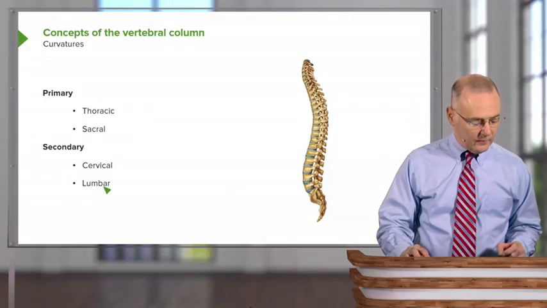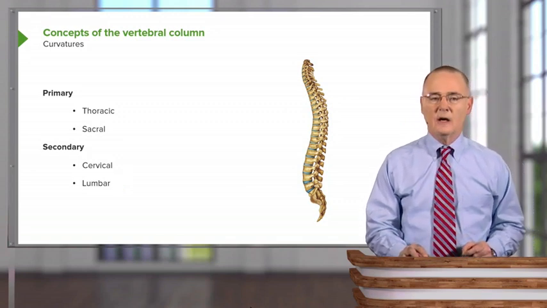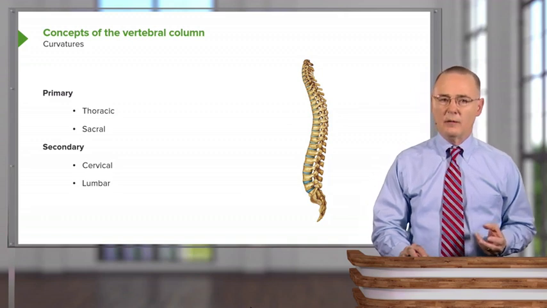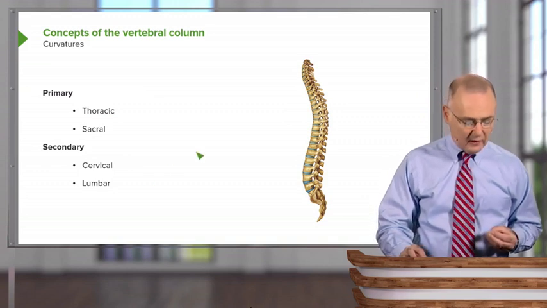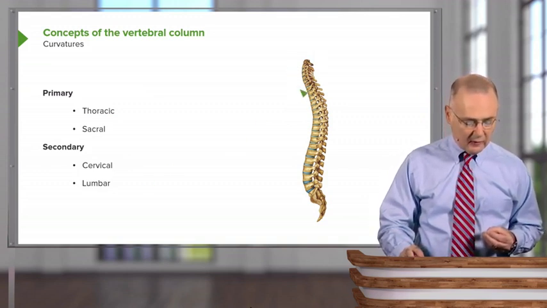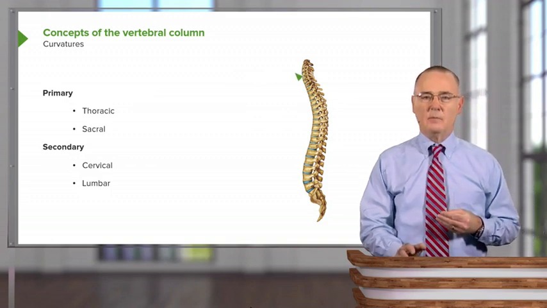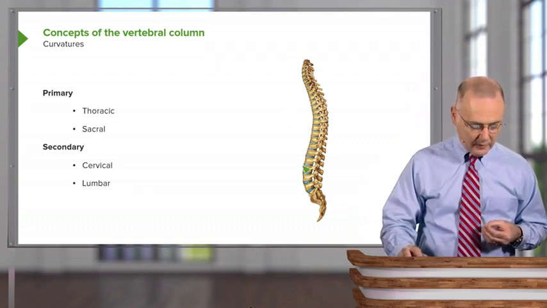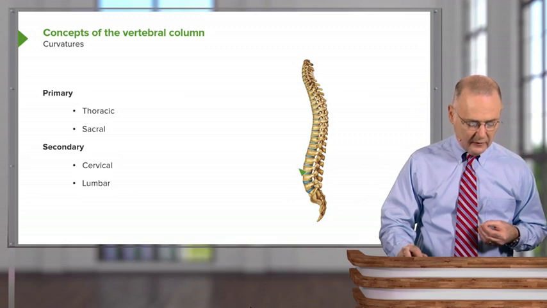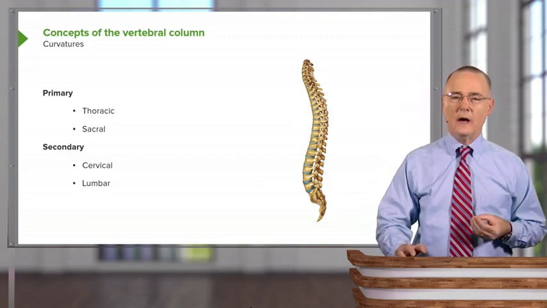Secondary curvatures, of which there are cervical and lumbar secondary curvatures, are going to develop after birth, and they will represent developmental milestones. So if we take a look here in the lateral view of the vertebral column, we see our cervical secondary curvature at this level, and if we look anteriorly, we see that it projects in a convex manner. Also, the lumbar curvature, which we see here, has a convexity to it as well.